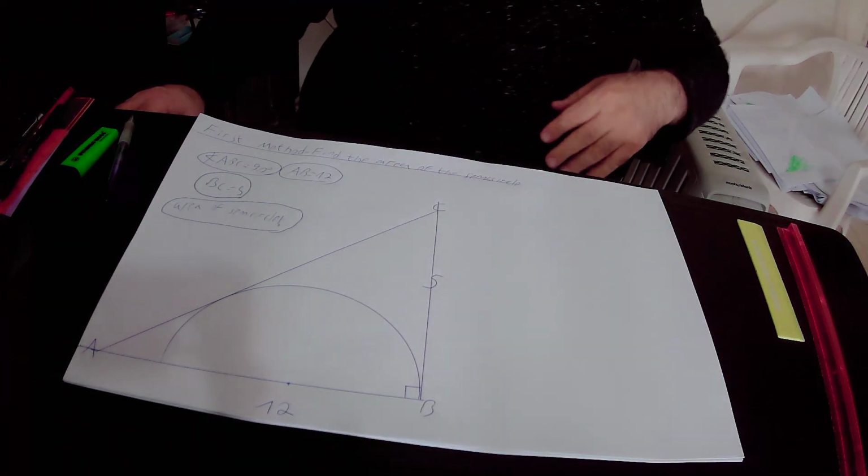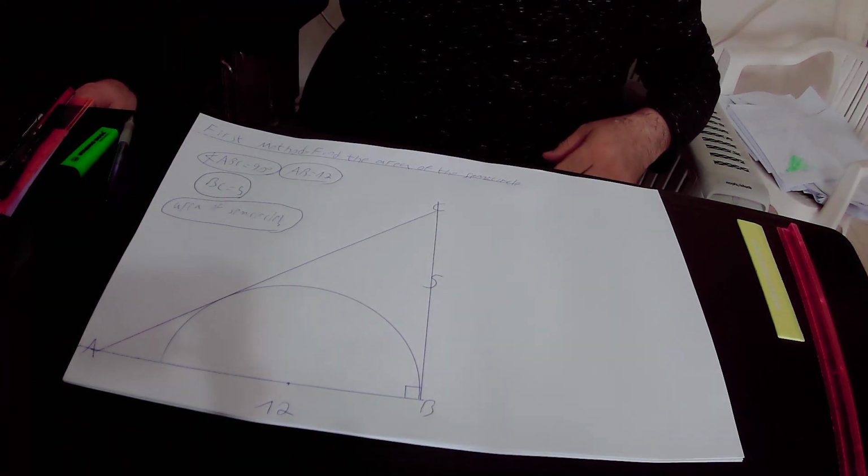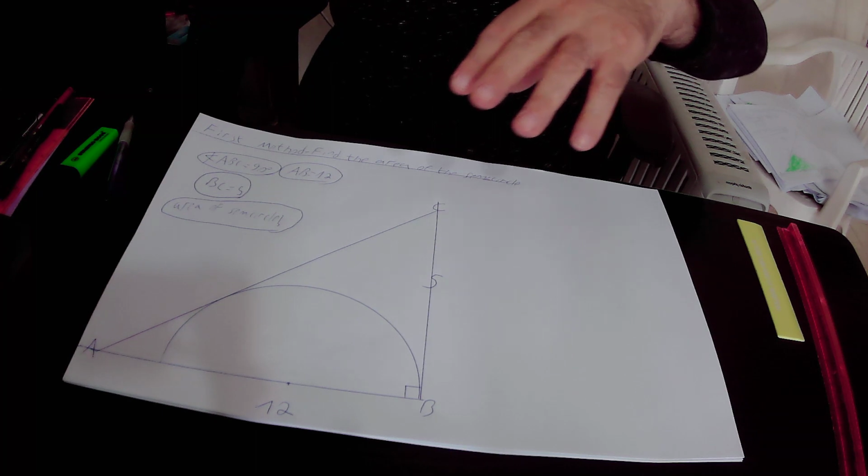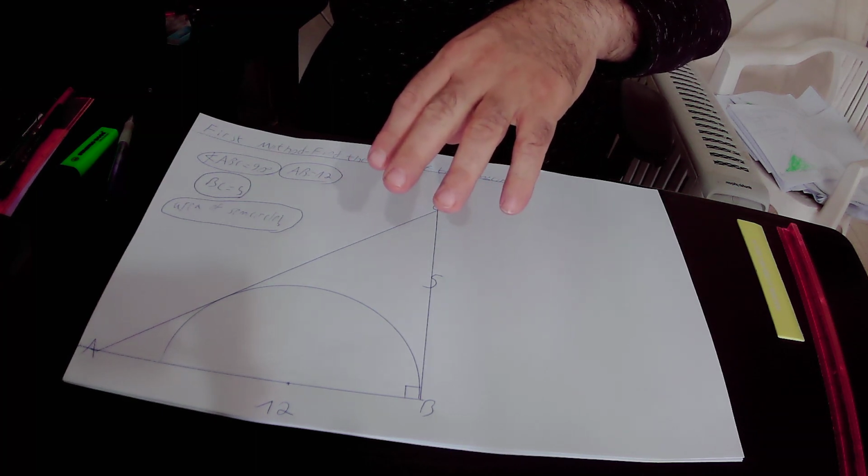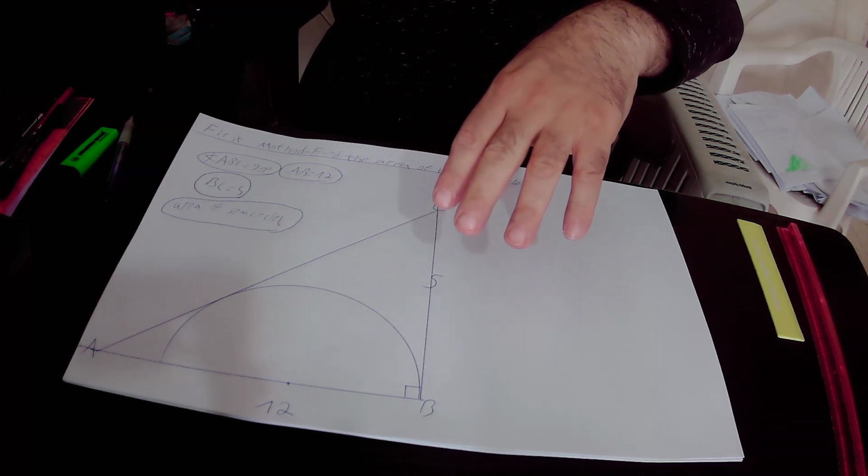Hello, in this lecture we'll find out the area of the semicircle using 4 different methods. In the drawing we have a semicircle that is inscribed by triangle ABC.